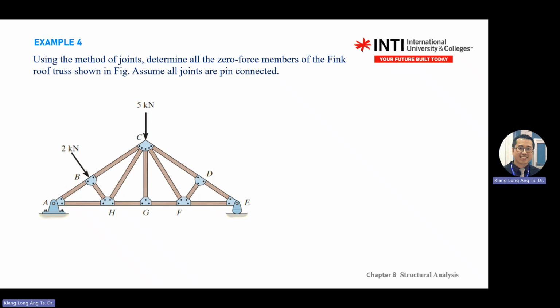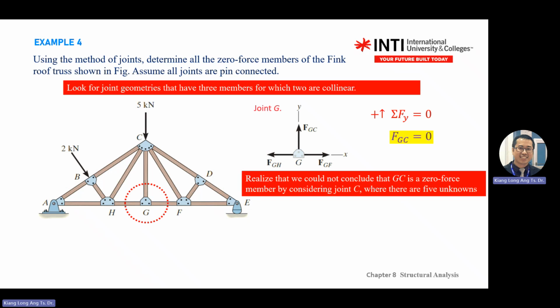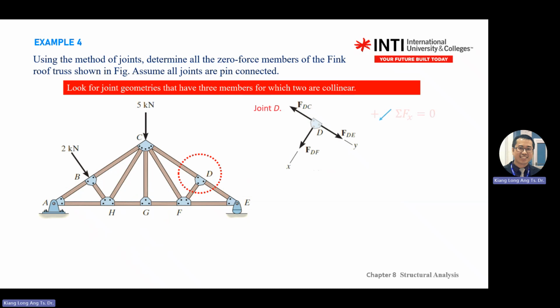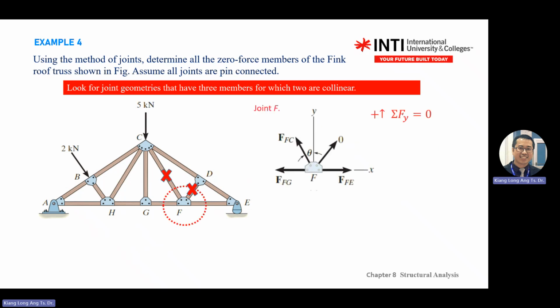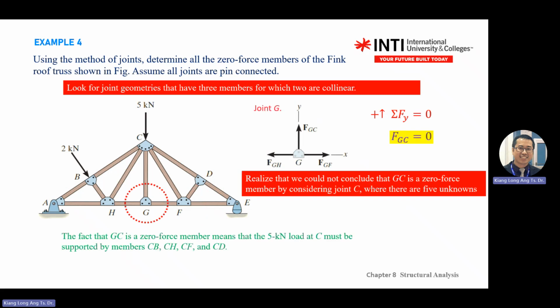And then I'll show you the numerical. The rest is already explained. This is by calculation. You draw the things, then you get the zero force members. Just now we had one.